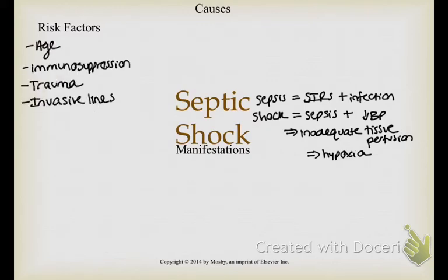So who's at risk? Age, right? Again, little babies and the elderly are more at risk to become septic. Immunosuppression. So those that need reverse isolation, like your chemotherapy patients, that's why we do that. Because if they're undergoing chemotherapy and we walk in their room with a little cold or virus, their body's going to react more, right? Because they can't compensate as well. So they get sick and then they go into septic shock. Trauma, invasive lines.